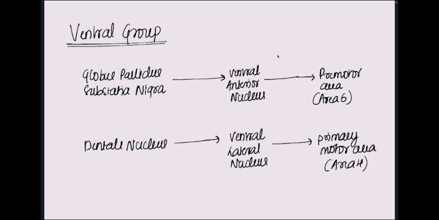The ventral anterior receives afferents from the globus pallidus and the substantia nigra, which are part of the basal ganglia. The efferents from the ventral anterior reach the premotor area. The afferents from the ventral lateral nucleus come from the dentate nucleus. The efferents from the ventral lateral nucleus reach the primary motor area.